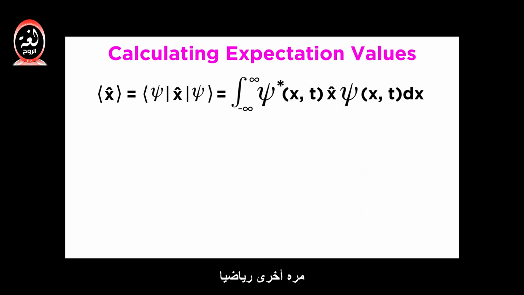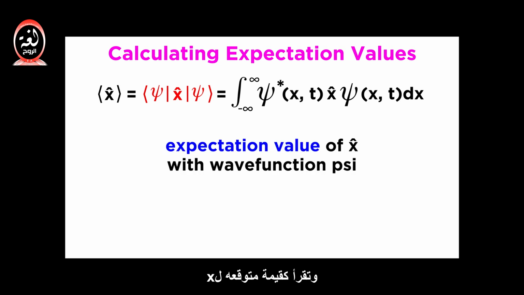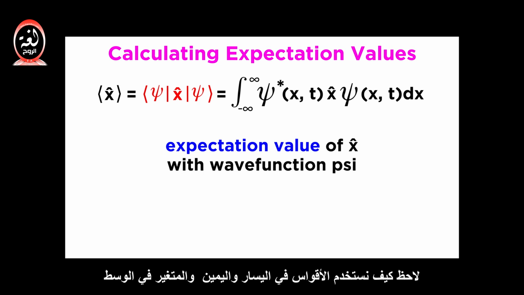Once again, mathematically, we will write this as the integral over all space of psi star times the position operator acting on psi. This is how we define the expectation value of the x-coordinate at a given time t, which is written this way and read as the expectation value of x with wave function psi. Notice how we use both left and right brackets with the variable in the middle.